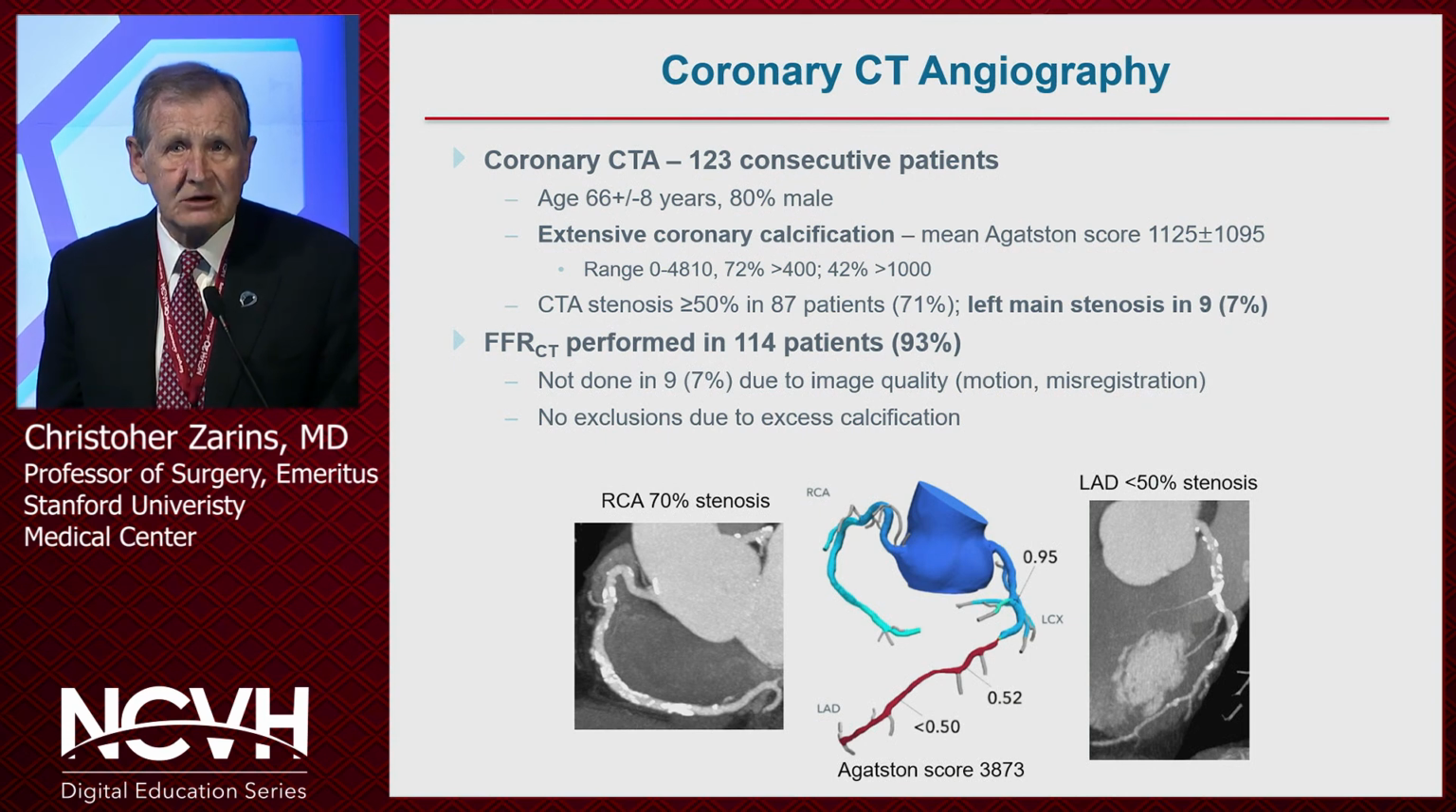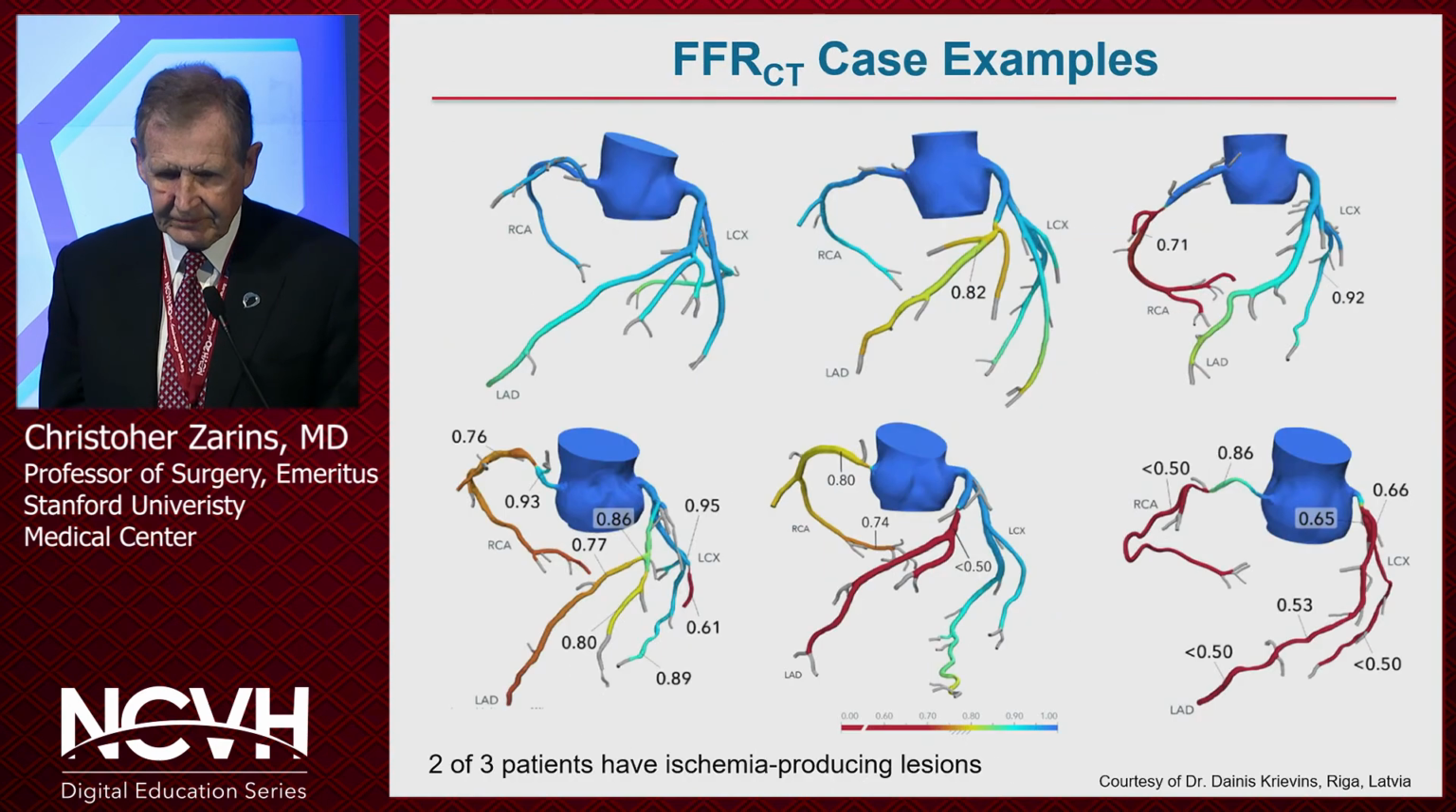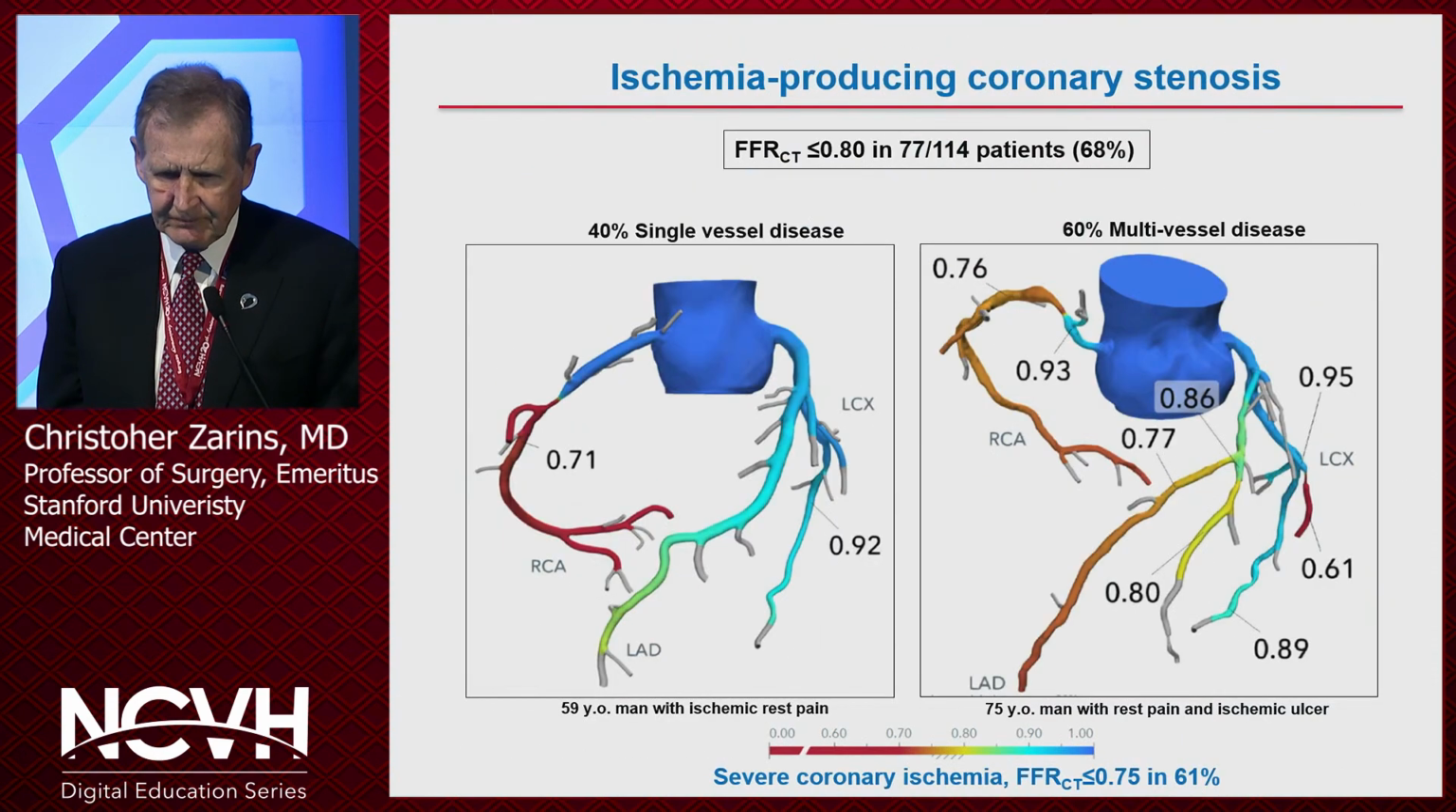7% have left main coronary stenosis. This is a lethal lesion. And you can, despite extensive calcium, look at the right coronary artery, 70% stenosis on CT scan, no hemodynamic significance as you look at the blue. The left coronary artery has a less than 50% stenosis by CT, yet it has a very severe stenosis. This is the spectrum of disease that you see in coronary patients who are asymptomatic chest pain-wise. These are all peripheral patients without coronary symptoms.